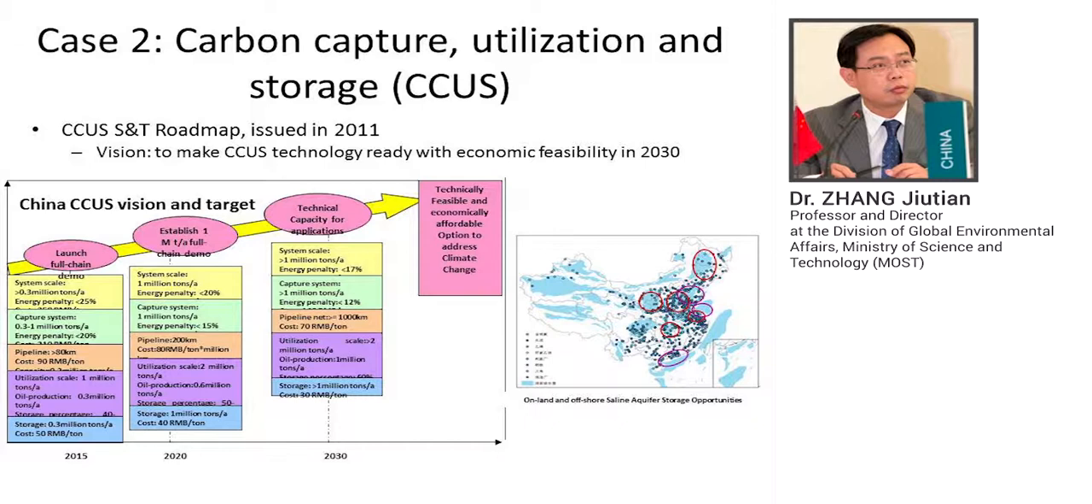We issued the technology roadmap in 2011. The vision of the roadmap is to make CCUS technology ready with economic feasibility in 2030. We have targets in different years, and the roadmap provided some options for the full chain demonstration in China.